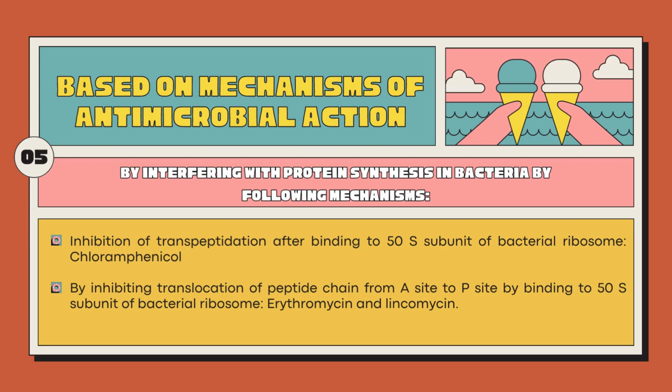Examples include chloramphenicol. And lastly, by inhibiting translocation of the peptide chain from the A site to the P site by binding to the 50S subunit of the bacterial ribosome. Examples include erythromycin and lincomycin.